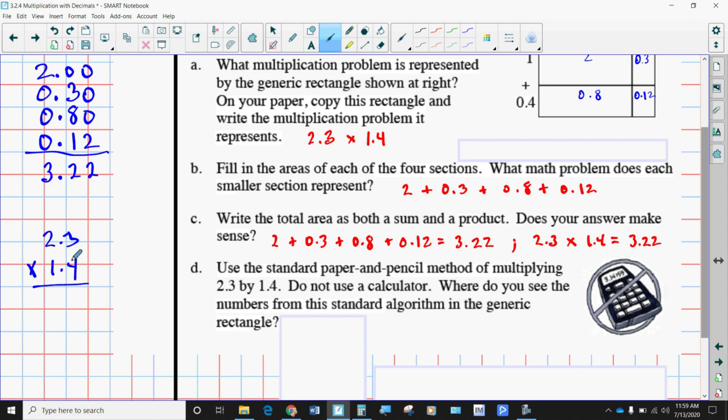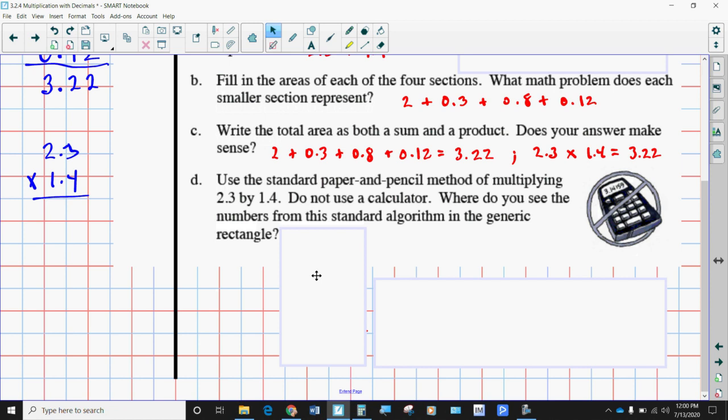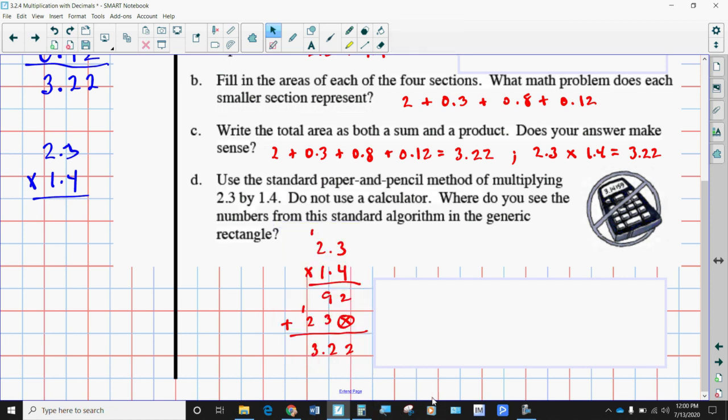We're not going to say that 3 times 4 is 12 and 2 times 1 is 2 and say our answer is 2.12. That's not how this works at all, okay? So let's go ahead and work through the standard algorithm.